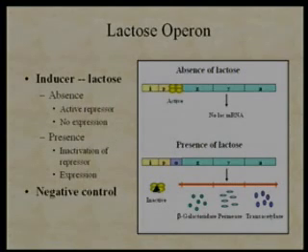Now this type of control is referred to as negative control, because the role of the repressor is really to turn off the genes. So that's why it's called negative. The repressor's role is to turn the genes off.